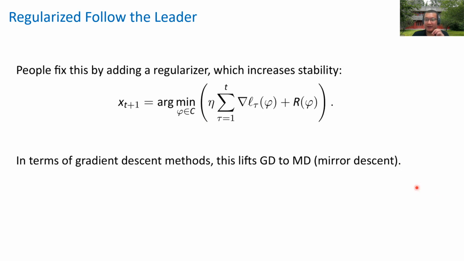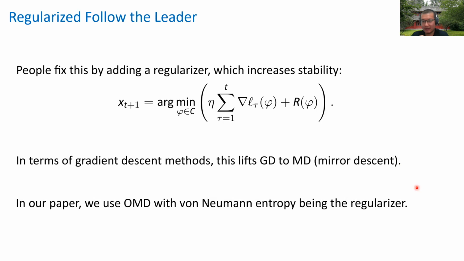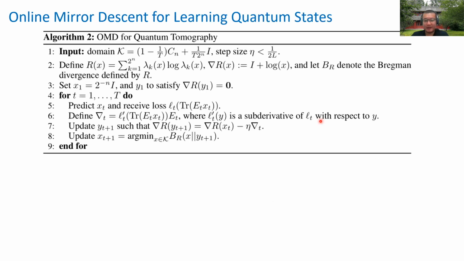This is just intuition, so let me not open the technical details. But if we want a TLDR, too long, don't read, a one sentence summary of our techniques is that we use the online version of mirror descent, and the regularizer that we use is the von Neumann entropy. So if we take a look at our algorithm here, this is the algorithm that we use in our paper.